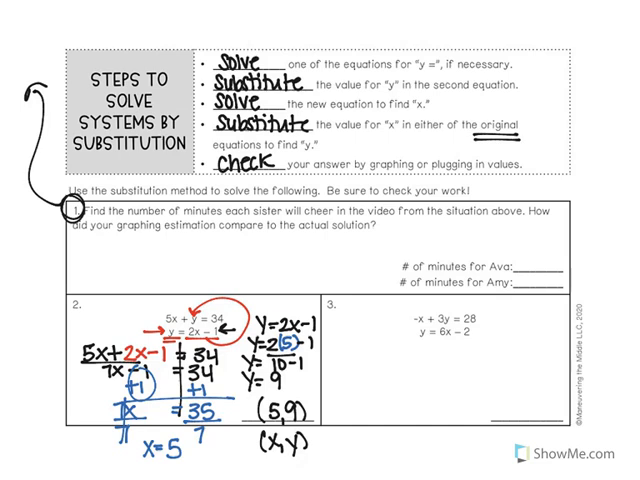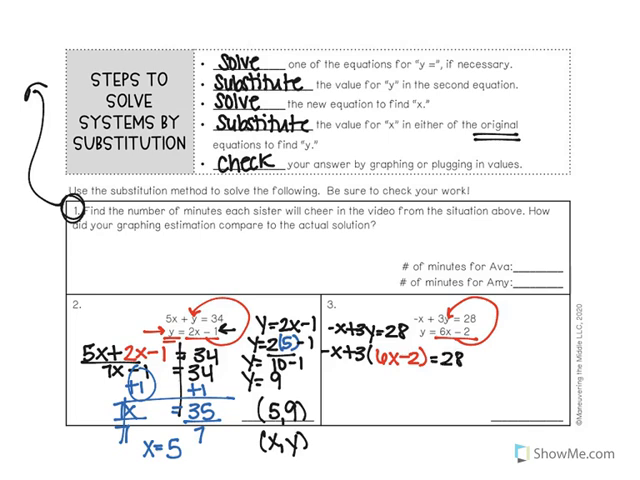I can see that one of them is already solved for y, so that's what I'm going to plug in to the y value right here. When I start solving, I have negative x plus 3y equals 28. That's negative x plus 3 times my y value, and my y value is 6x minus 2, close the parentheses, and that's going to equal 28.